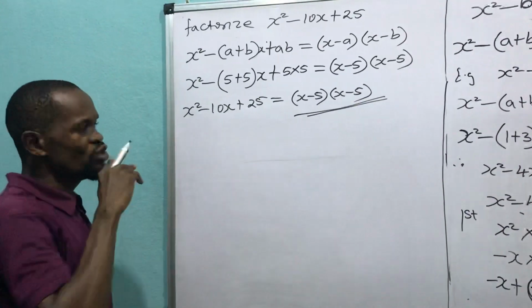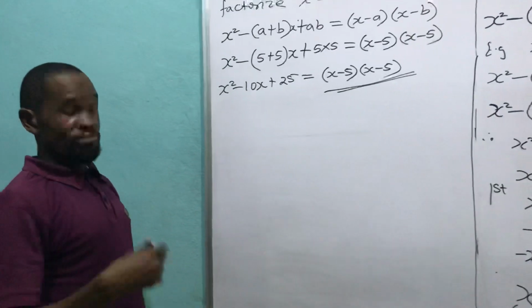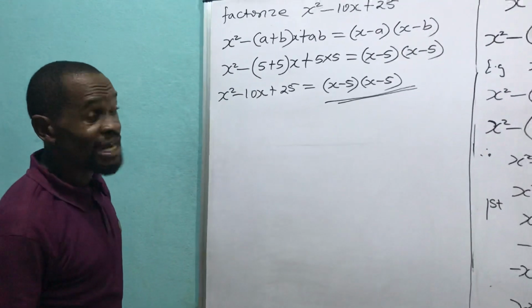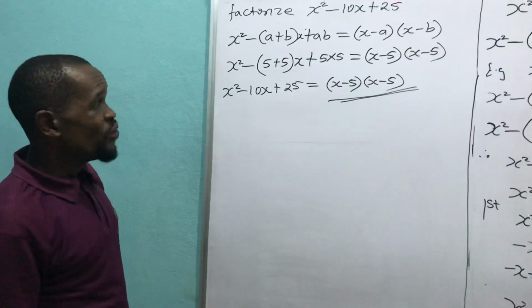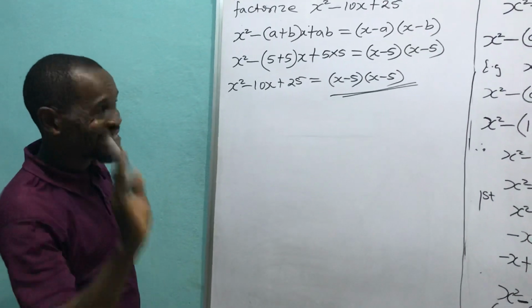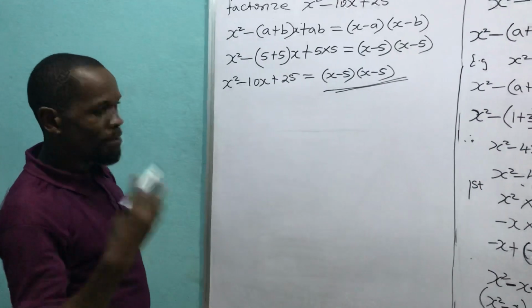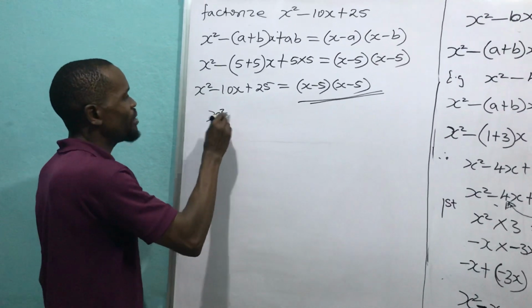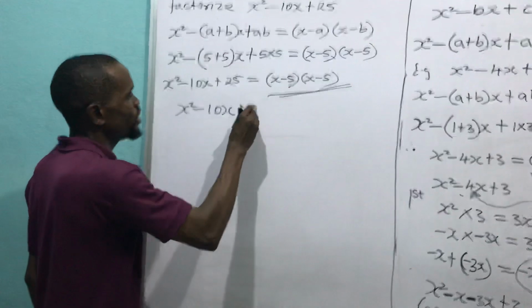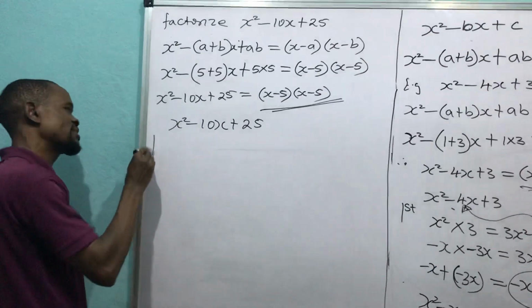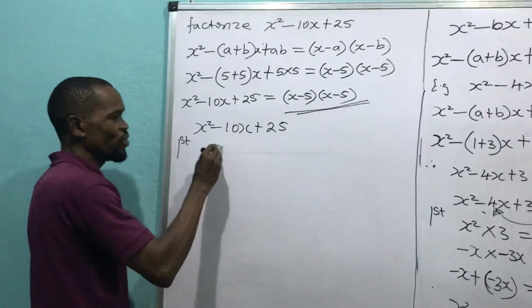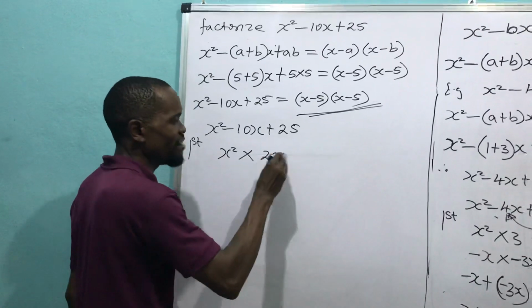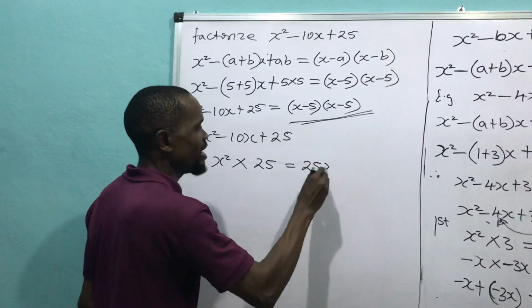You can as well use the general method, which you will still get the same answer using the general method. And how do we use general method? You will go and memorize them. So, first thing I will do, x squared minus 10x plus 25 using general method. The first thing I'm going to do is x squared times 25, and is equals to 25x squared.